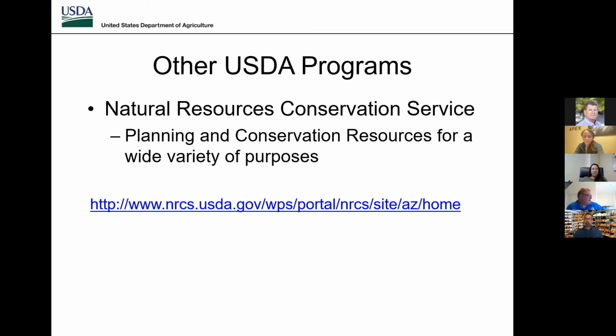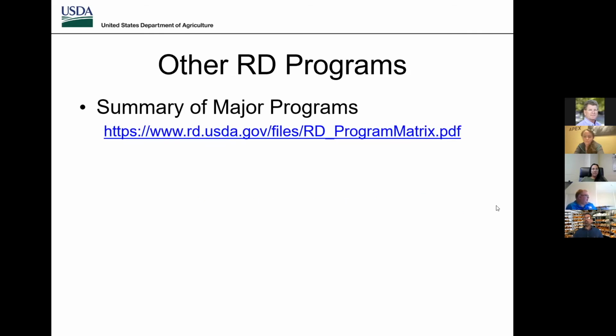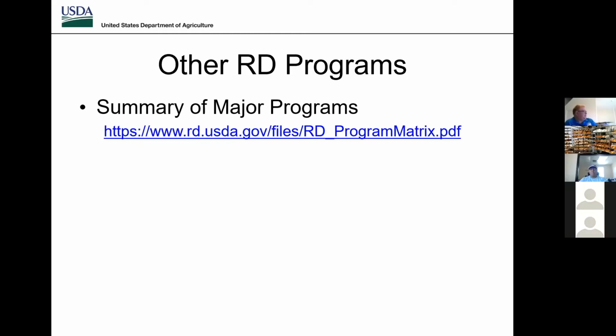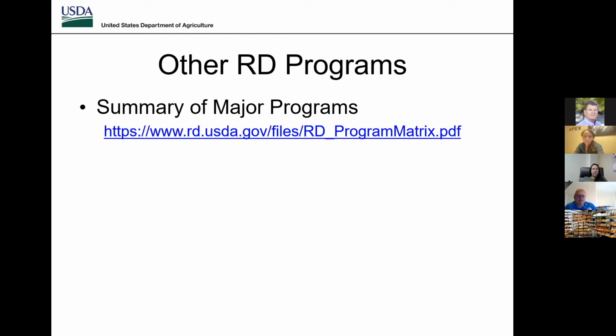I also want to point out other RD programs, of which there are many. Most of those are listed in a matrix that we have called the Summary of Major Programs, and there's a link to that matrix that I would encourage you to go to, to check out what else USDA Rural Development has. As I mentioned, we can build a community from the ground up. And I think if you were to look at that, you would see that that is definitely the case.